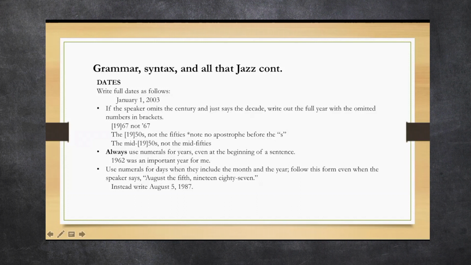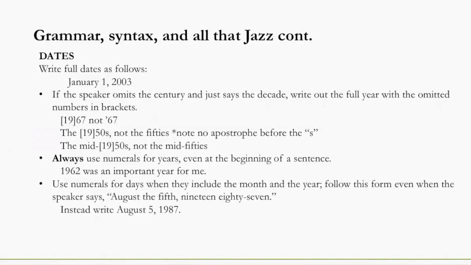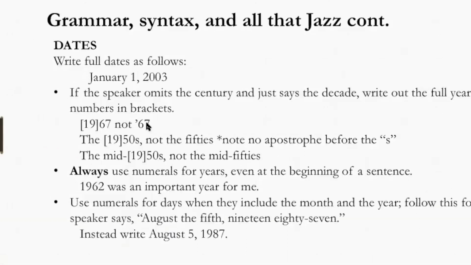Dates. So we write the dates as follows in this format. Sometimes how the interviewer or the speaker talk, they can omit the century or say the decade. So if the speaker omits the century and just says the decade, you'd write out the full year with the century in brackets. So, I was born in '67. You wouldn't put the comma numbers. You would put the bracket 19 and put the year afterwards. So here's some examples here. The bracket 19, the bracket 19 for the 50s.